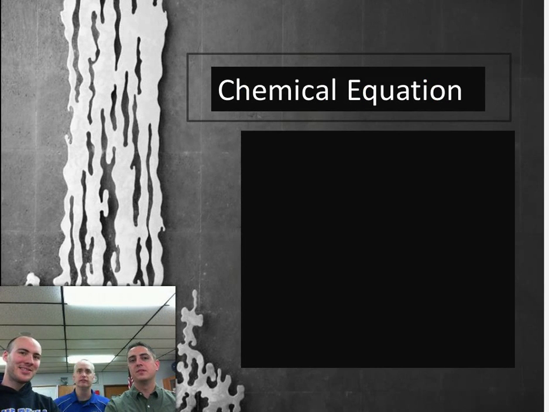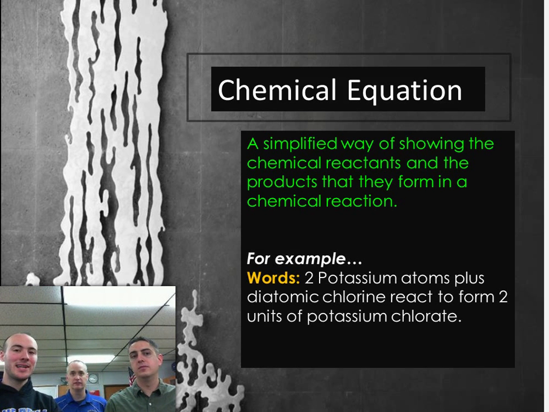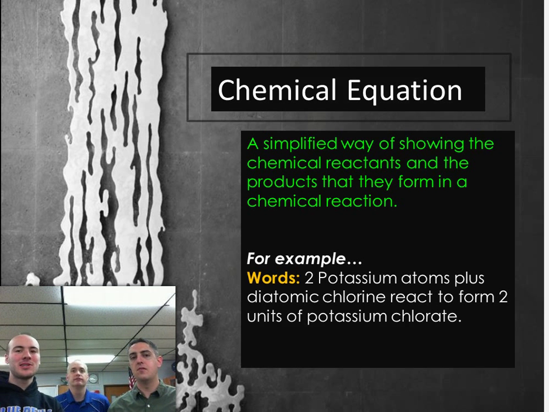All right, so a chemical equation is a simplified way of showing how a chemical reaction happens. And you see these words, reactants and products. We're going to go over those in a second. But, for example, if you were to say in words that 2 potassium atoms plus diatomic chlorine, meaning 2 chlorines stuck together, react to form 2 units of potassium chlorate, that's kind of wordy. Let's do it an easy way.